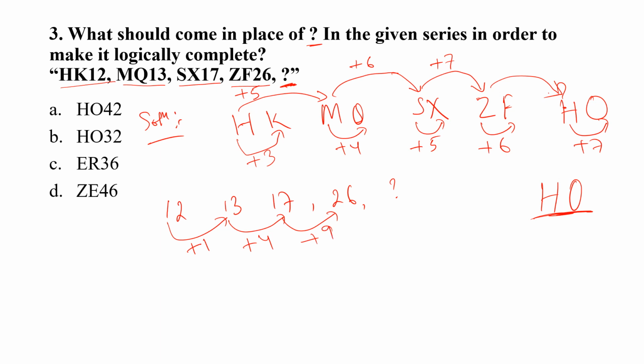So what we find here is that this number is the square of 2, this number is the square of 3, so the next number will be the square of 4. The square of 4 will be plus 16. So if we plus 16 with 26, we will get 42. So our series will be HO 42. So the correct option here is option A, HO 42.